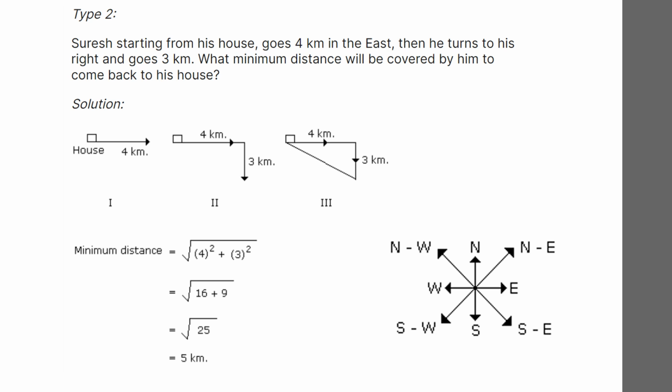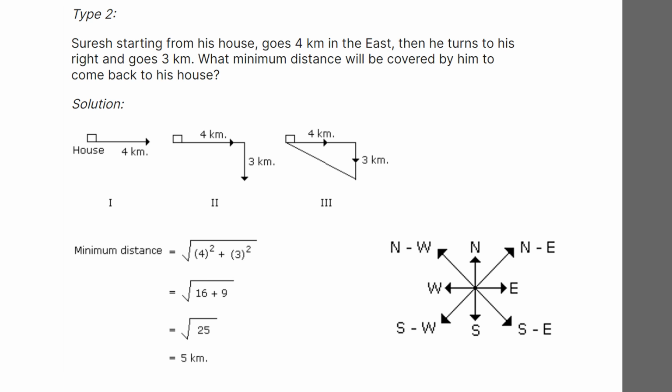Suresh, starting from his house, goes 4 kilometers in the east. Then he turns to his right and goes 3 kilometers. What minimum distance will be covered by him to come back to his house?